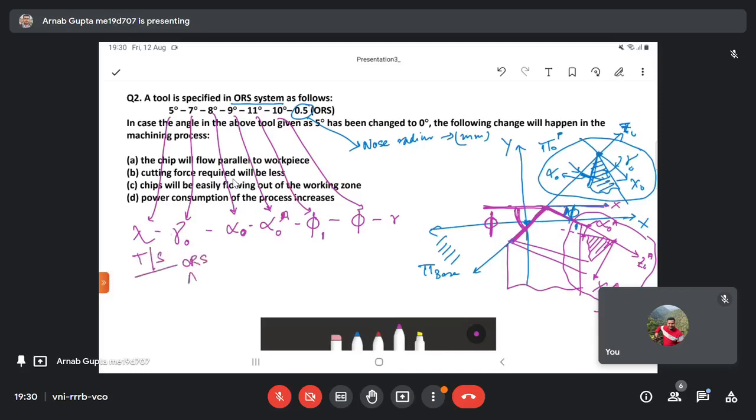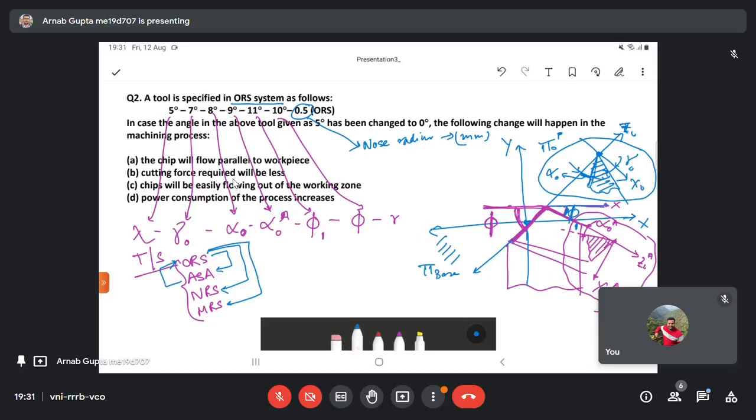So this is the tool signature for ORS. Similarly, you have for ASA, NRS, MRS. You have to get yourself familiar with these different tool signature systems, and also how to convert from ORS to ASA or from ASA to ORS. Similarly, from ORS to NRS or vice versa, and from ORS to MRS and vice versa. We deviated from the question a little bit to get this basics clear.